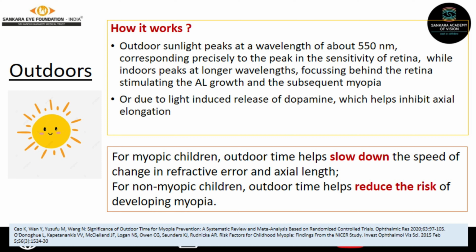So what it essentially means is that for children who are wearing glasses, staying outdoors slows down the progression of powers, and for a child who does not wear glasses, it reduces the risk of developing powers over a period of time. Outdoor intervention programs can significantly reduce myopia incidence by approximately half compared to staying closely indoors.